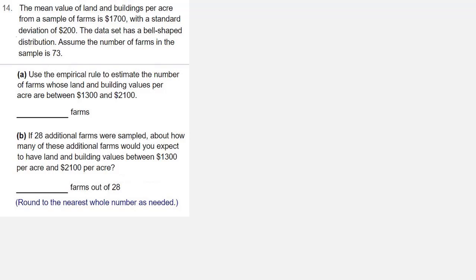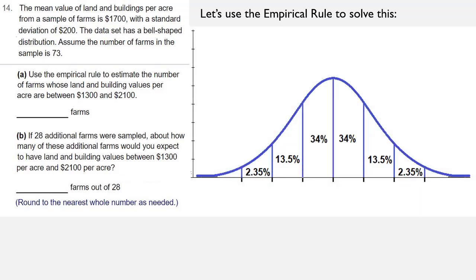So we'll start with part A, and we'll apply the empirical rule. The empirical rule is a distribution of values along a bell curve. 68% of values are found within one standard deviation, 95% within two standard deviations, and 99.7% within three standard deviations.